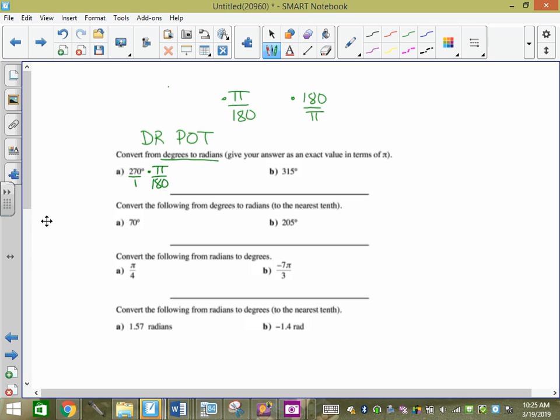270 is just over 1, correct? When we multiply fractions, we multiply top times top, bottom times bottom. So we're going to get 270 pi over 180. Converting between the two is going to be your best friend, because you are going to be converting like crazy throughout this entire unit. 270 over 180. You can take 90 out of both, and you get 3 pi over 2.